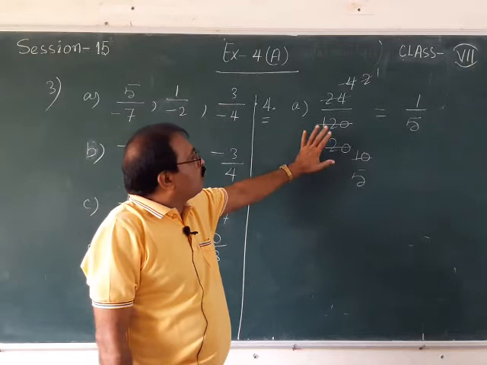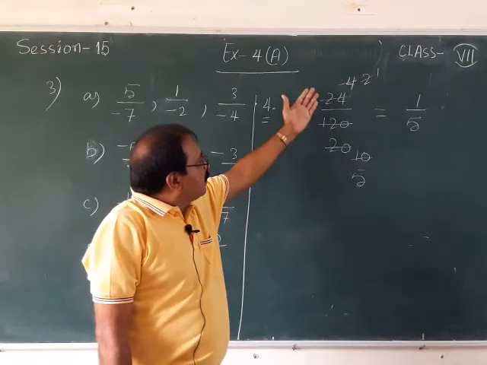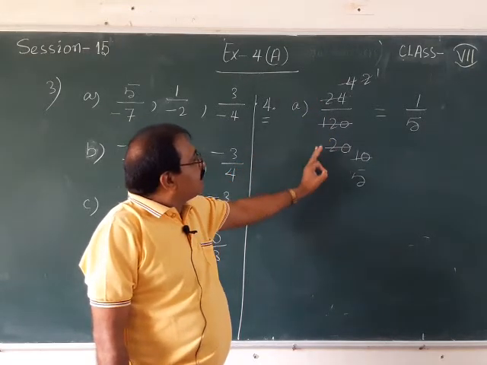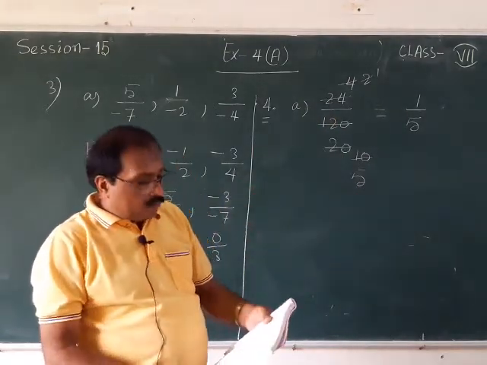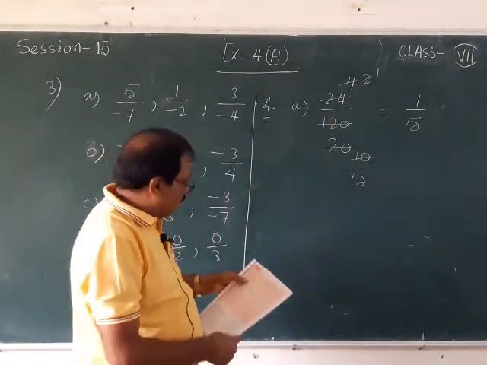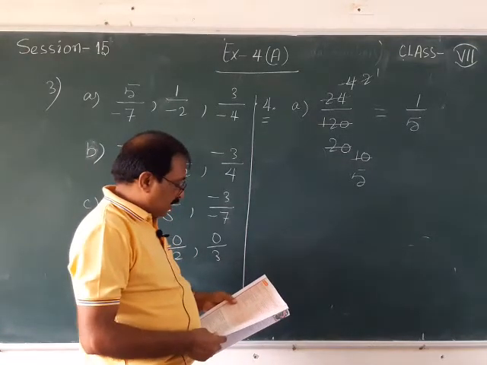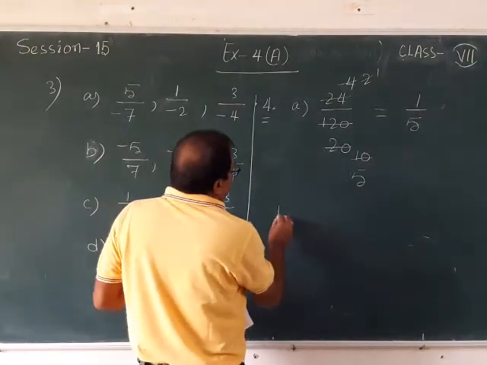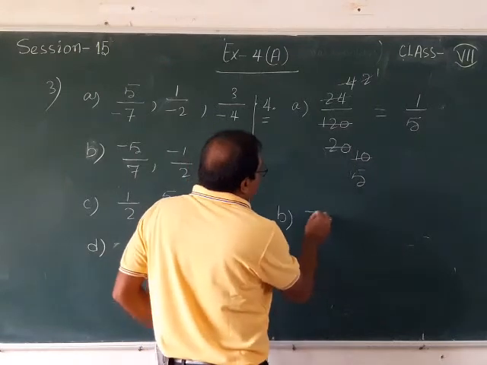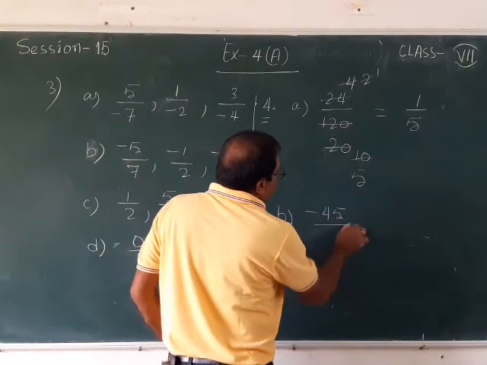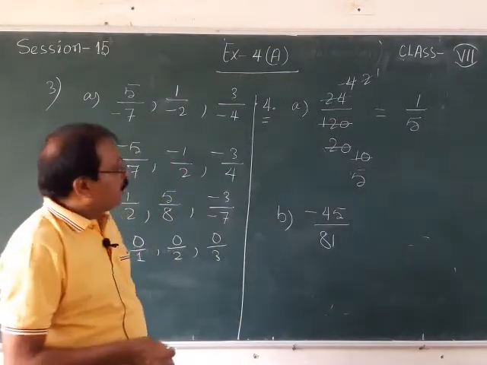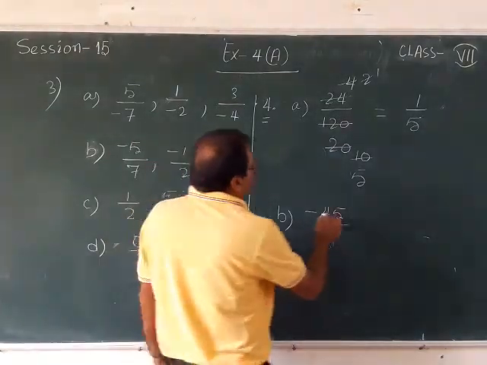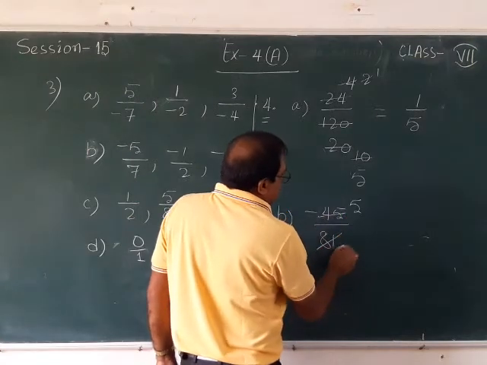So according to your convenience you can cancel this number and write your answer in its standard form. So here you will get the answer of 1 upon 5. Like that, suppose one more question I am going to do here. Minus 45 upon 81. What do you think, which number will divide it? 9 can divide. 9 fives are 45 and 9 nines are 81.